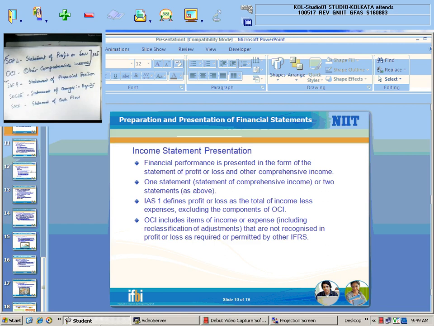OCI basically includes items of income or expenses, including reclassification adjustments, that are not recognized in the profit or loss as required or permitted by other IFRS. So that is what OCI is. It only includes items of income or expenses that are not recognized in profit or loss as required or permitted by other IFRS, other accounting standards.